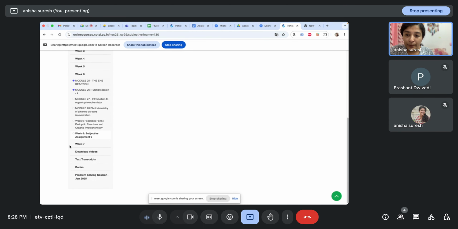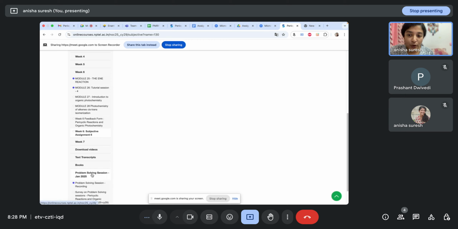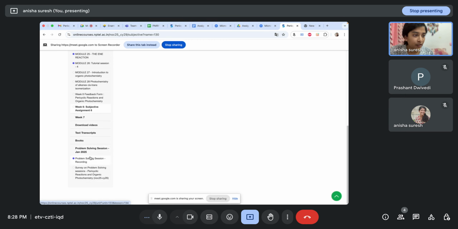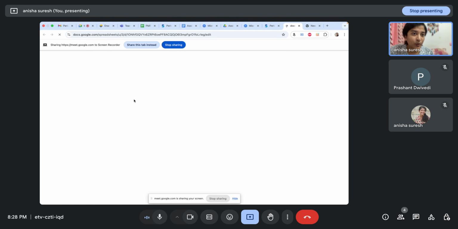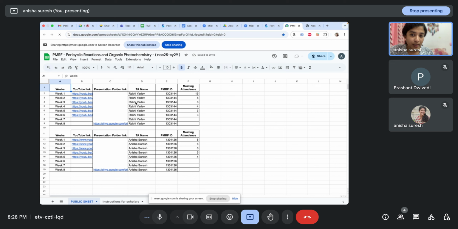So this is the portal now. Here you can see the problem solving session one link, right? In that, you click this link, problem solving session recording. Here you can see one link and that will lead to an Excel sheet. In this folder, you can see the presentations that will be uploaded, and here will be the YouTube video links. Okay, thank you, ma'am.